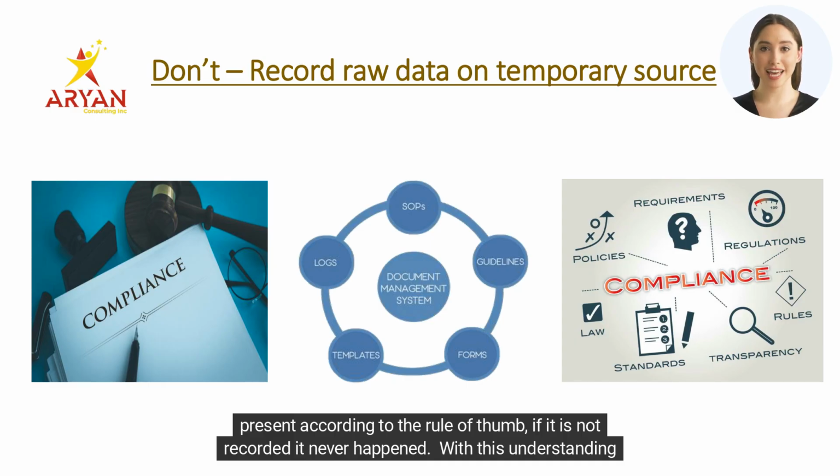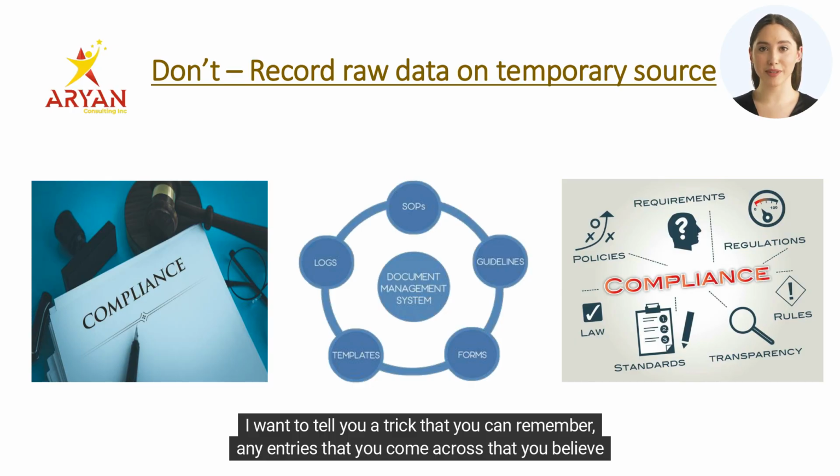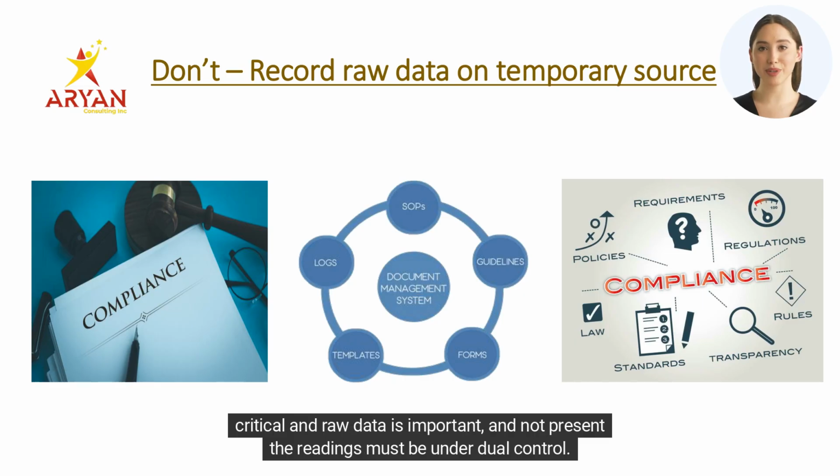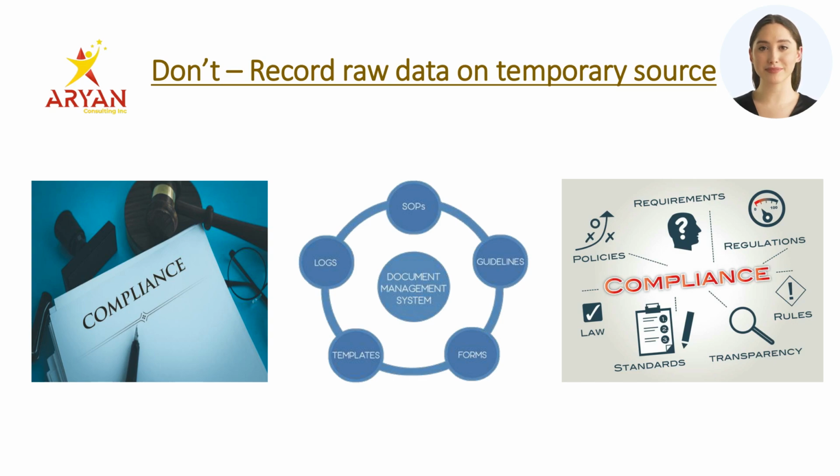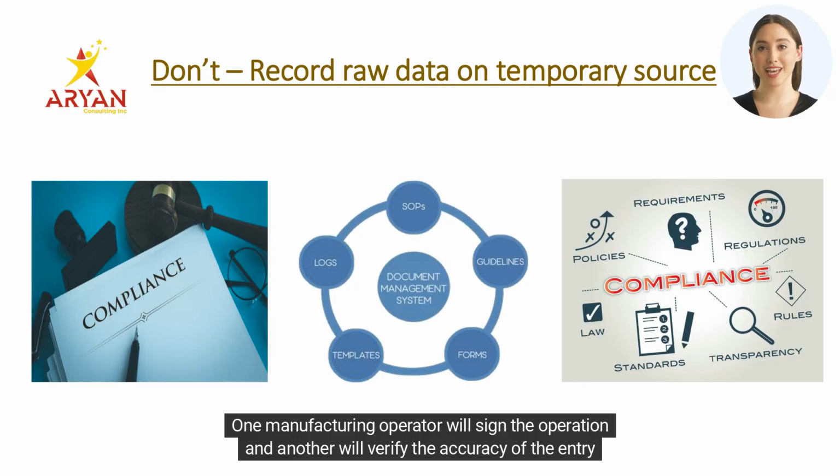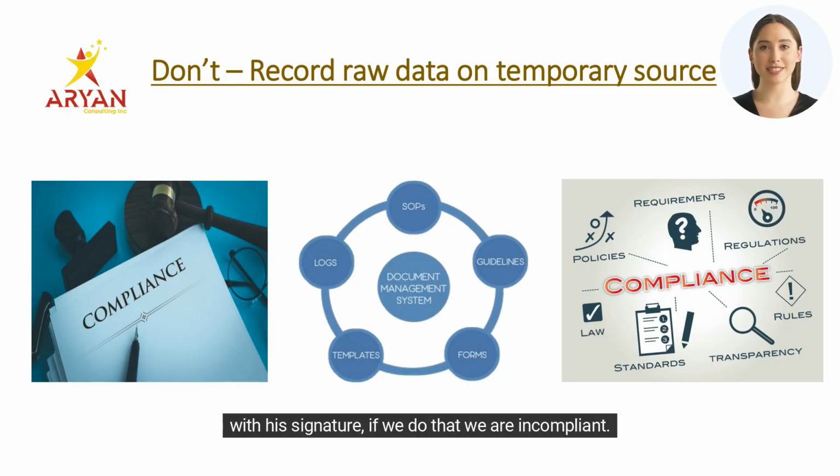With this understanding, I want to tell you a trick that you can remember for any entries you come across that you believe are critical and where raw data is important: the readings must be under dual control. One manufacturing operator will sign the operation and another will verify the accuracy of the entry with their signature. If we do that, we are compliant.